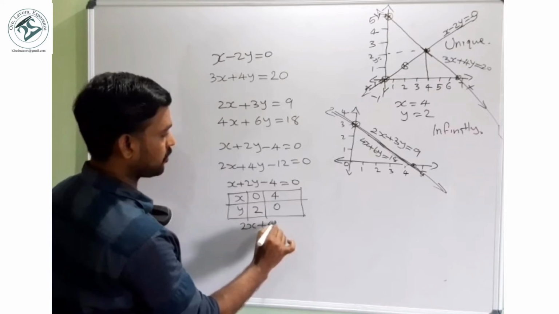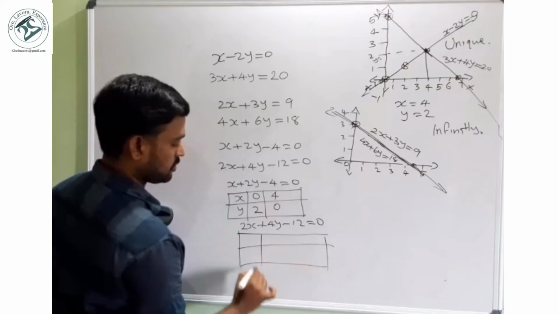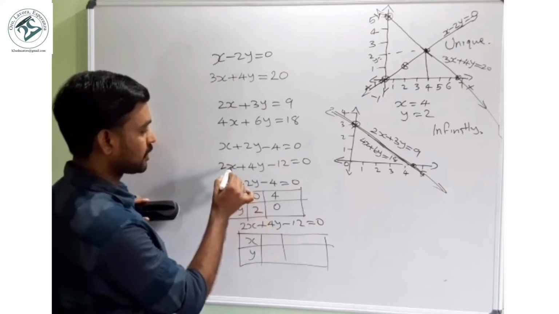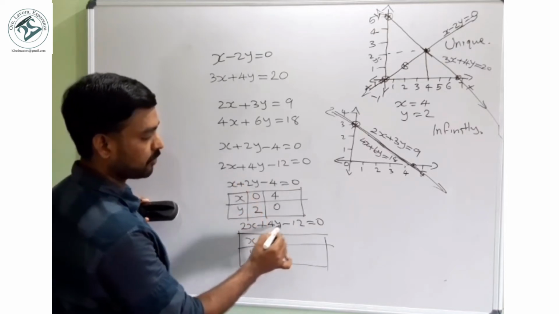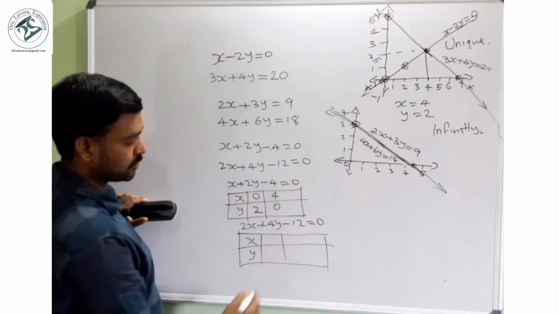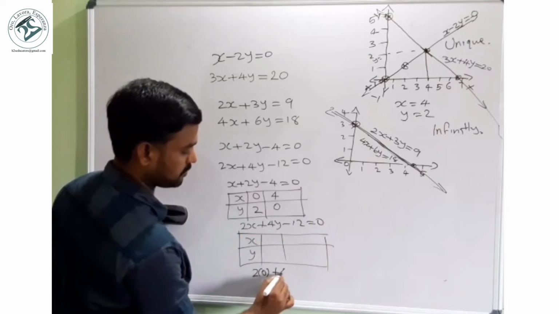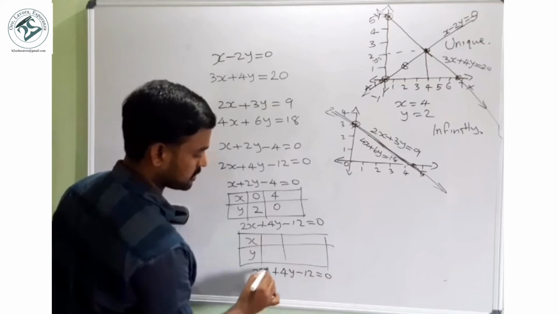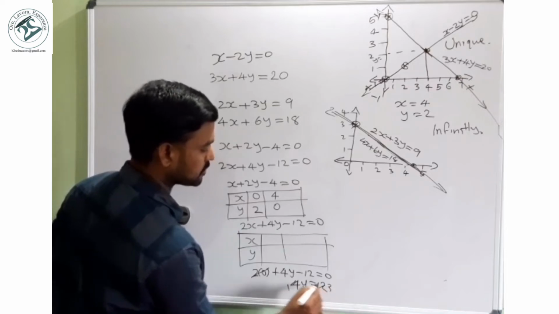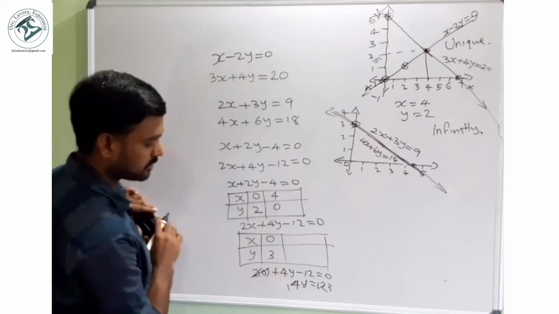2x plus 4y minus 12 is equal to 0. We can draw the table. First row for x, second for y. As we did, we can give here 0. So what will happen? 2 into 0, 0. We get 4y is equal to 12. y is equal to 12 divided by 4. So we will get the solution, and we can check it. 2 into 0 plus 4y minus 12 is equal to 0. This will be 0. So 4y is equal to 12. Here 1 time, here 3 times. So we get y is equal to 3. So when x is equal to 0, y is equal to 3.